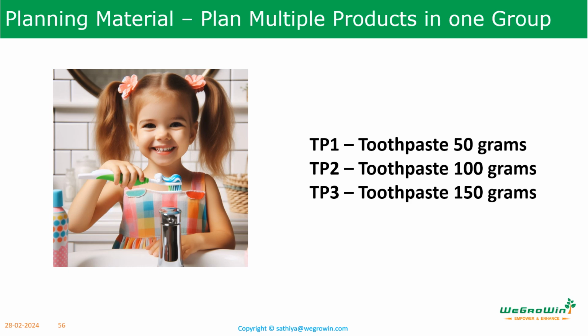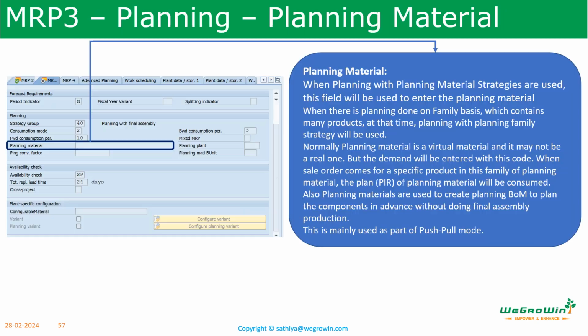We'll be using one material, like toothpaste. In that we will link all these TP1, TP2, TP3 materials. So when we plan this toothpaste, all the raw material required for this toothpaste will be planned individually. When you receive orders for these individual SKUs, they will consume this plan of the toothpaste. That's how it will be working, right? Let us see how this is executed in SAP.